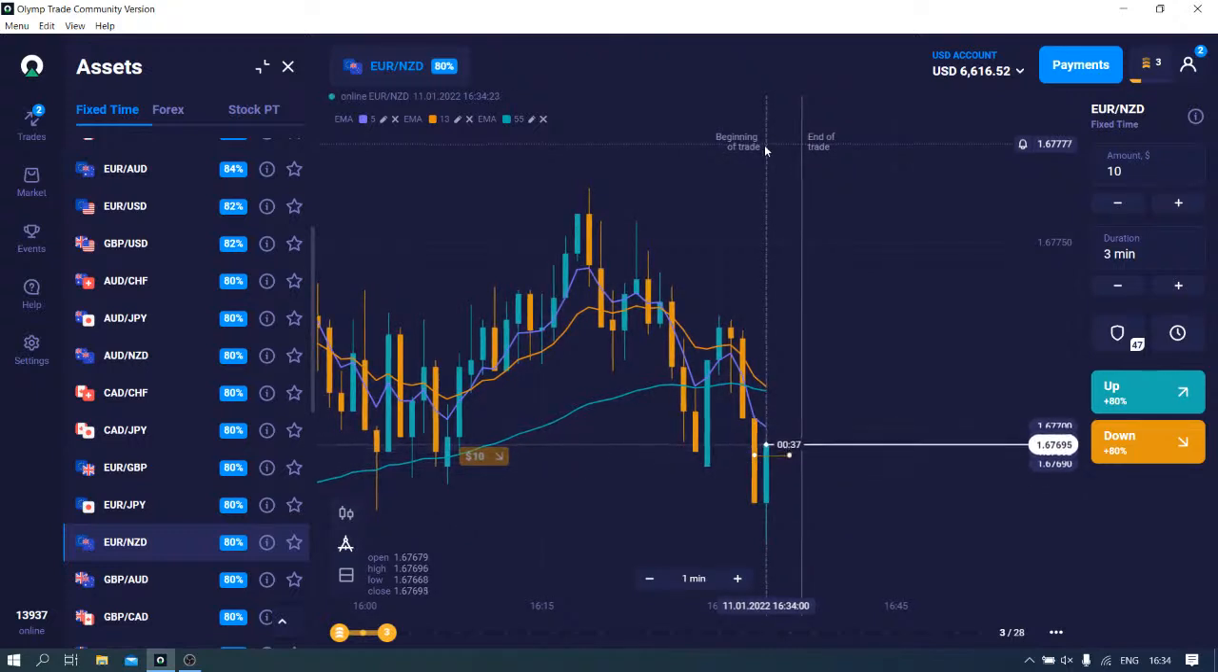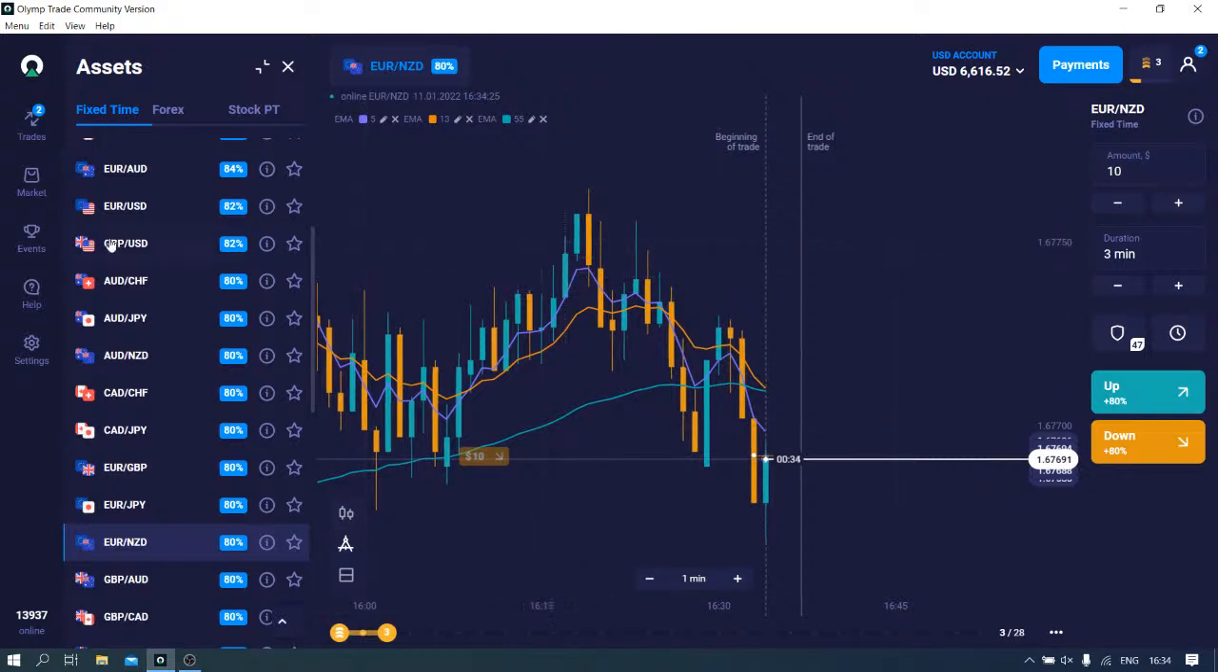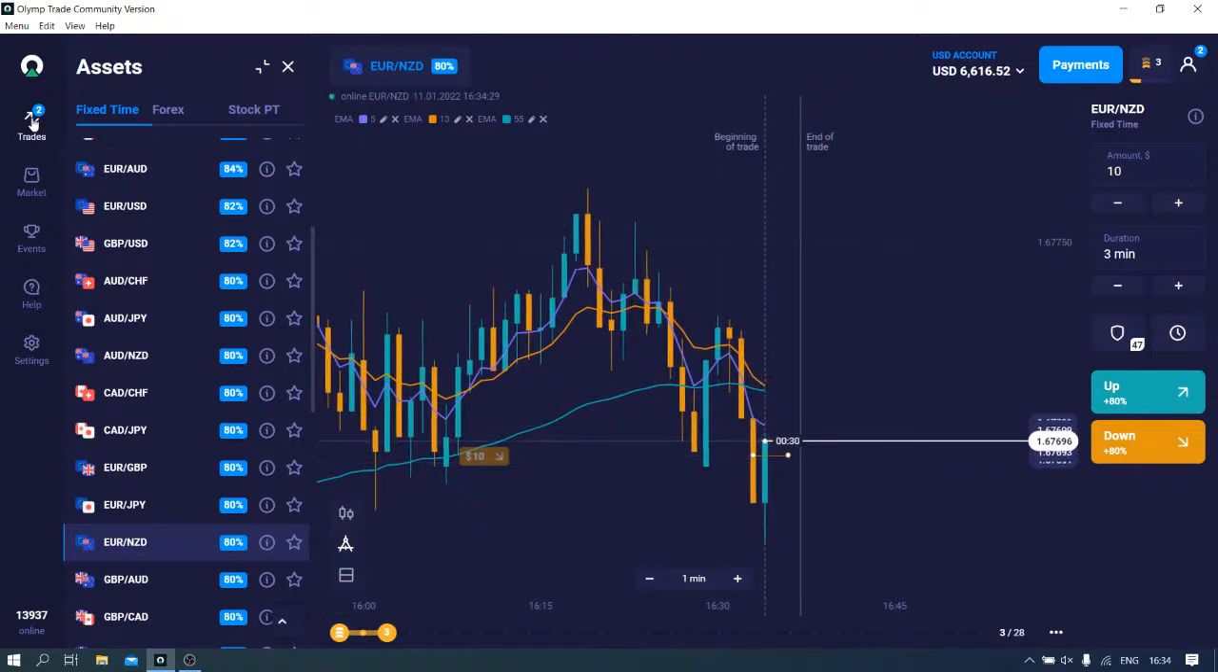Okay, so my previous trade is still ongoing, but since it is a risky trade, I do not bother that much about its result.